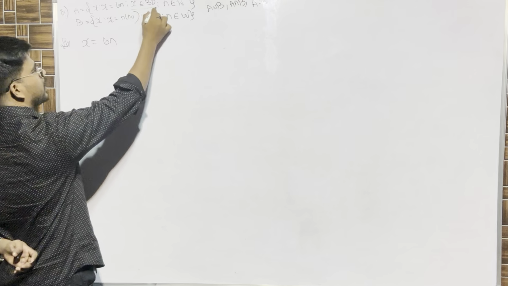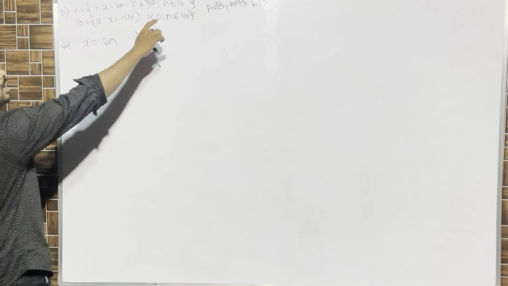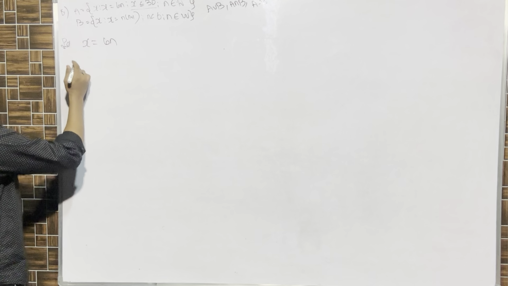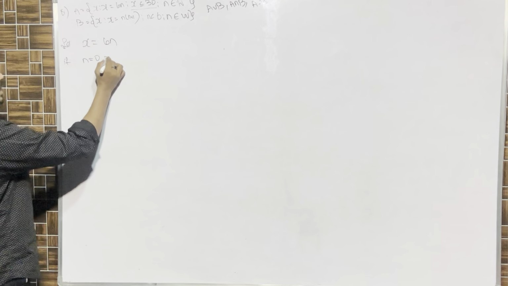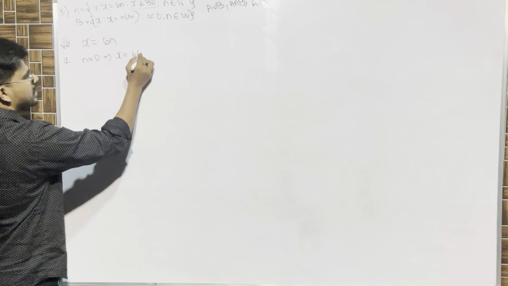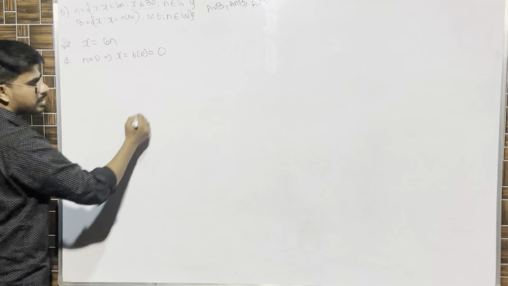I'll tell about what this is given for. First focus here. N belongs to W. W in the sense whole number. It will start from 0, and whole numbers go till infinity. First I'll start from 0. If n is equal to 0, x is equal to 6 into 0, which is nothing but 0.